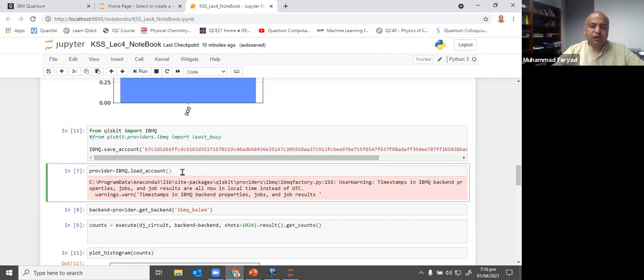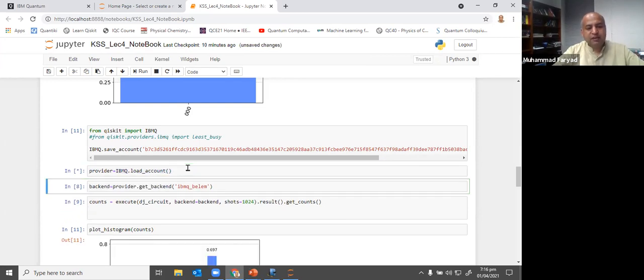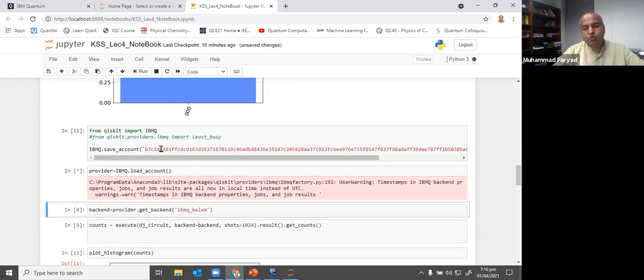And then whenever you open your notebook again after closing it, you have to run this command, IBMQ.load_account. So once you run this command, it loads your account, essentially loads this token into the system, so that when you use your quantum computer, your account gets used.